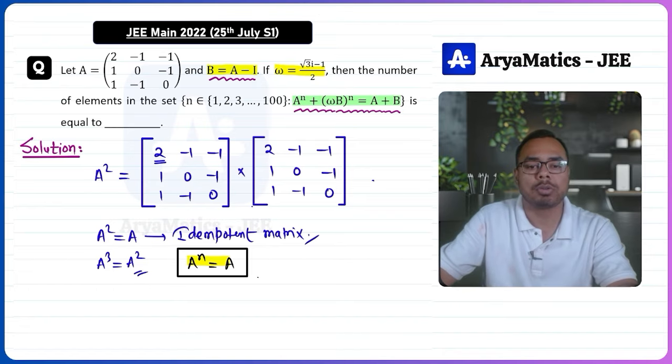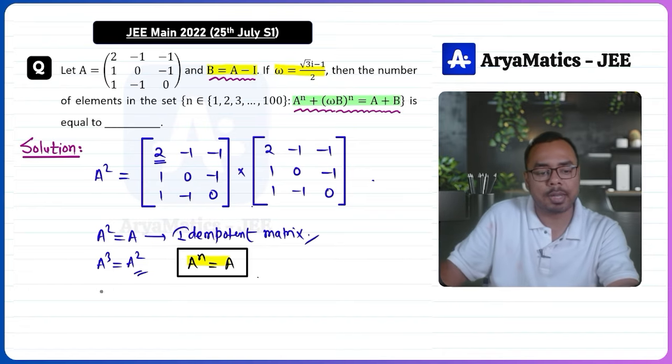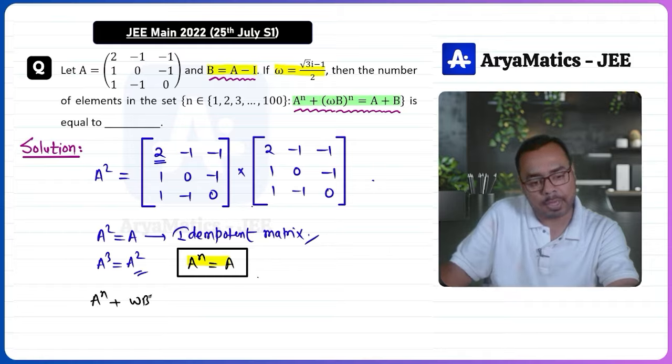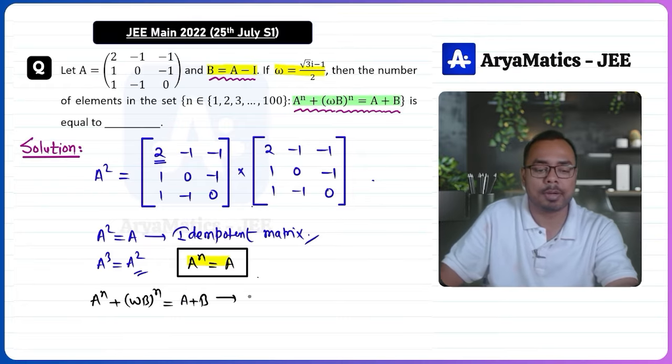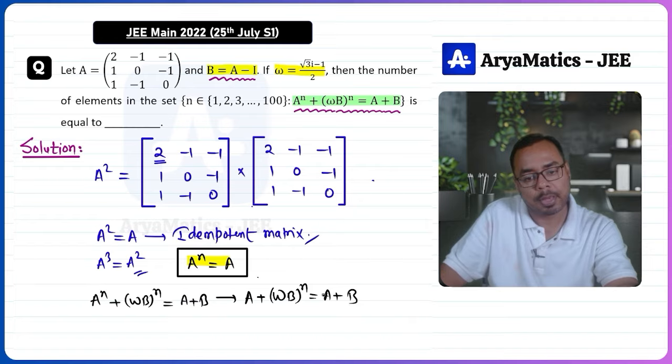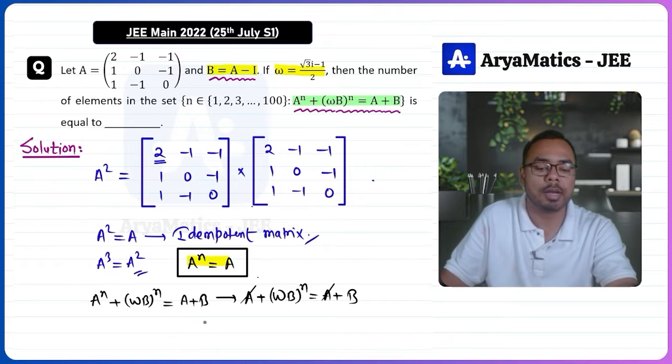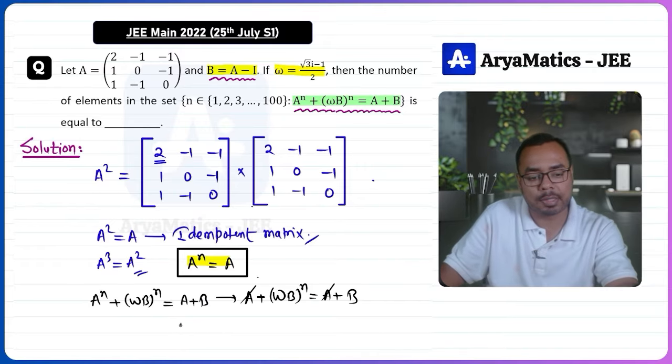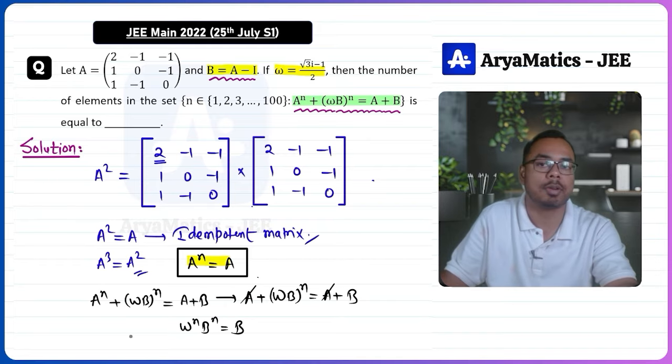So in a similar manner, you can show that any power of this matrix A will be matrix A only, right? So now this equation, A raised to n plus omega B raised to n, and on the right hand side, this is A plus B. So if matrix A is an idempotent matrix, then A raised to n is nothing but matrix A. So basically we have omega B raised to n, and this is A plus B. Matrix A you can cancel from both sides. So then finally we have this relation, that omega raised to n into B raised to n should be matrix B.